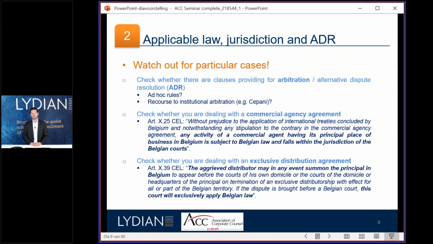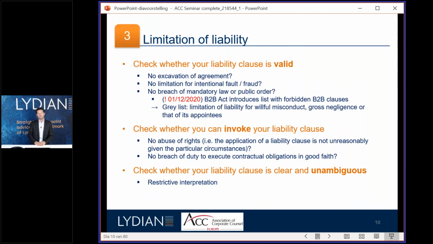I also pointed out for commercial agency agreements, in the European context, that often the law of the country where the agent has the premises will apply. The same goes for the competent courts. An agent in Belgium can start proceedings before the Belgian courts. And the same goes for the typically Belgian concept of the exclusive distribution agreement, where the exclusive distributor has his premises in Belgium. Then he can rely on Belgian law, which is quite protective, and also start proceedings before the Belgian courts.